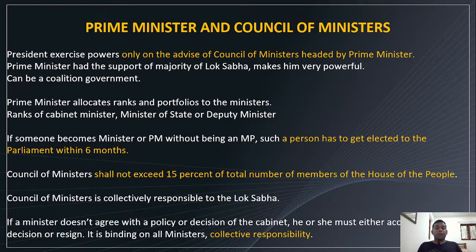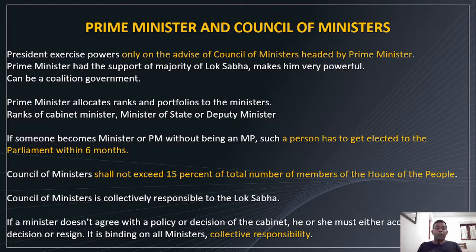If someone becomes minister or prime minister without being an MP, such a person has to get elected to the parliament within 6 months. It can be to Lok Sabha or to Rajya Sabha. There are so many Rajya Sabha MPs who became prime minister, like Manmohan Singh, right? Indira Gandhi. Yes, it's possible. That means either house of the parliament, either Lok Sabha or Rajya Sabha.